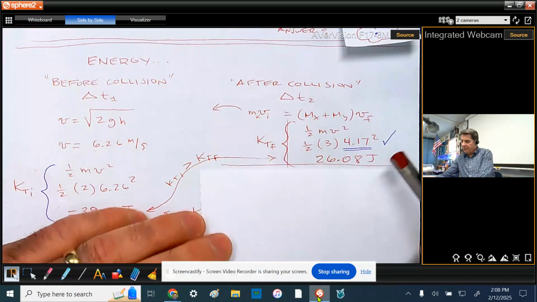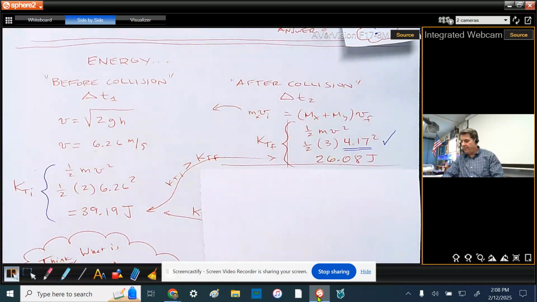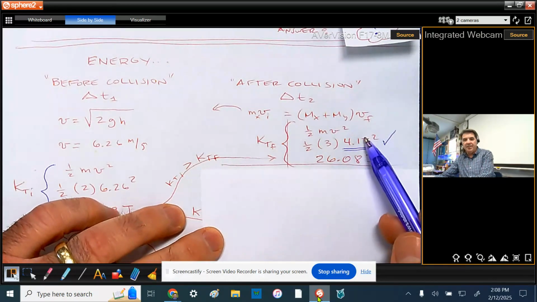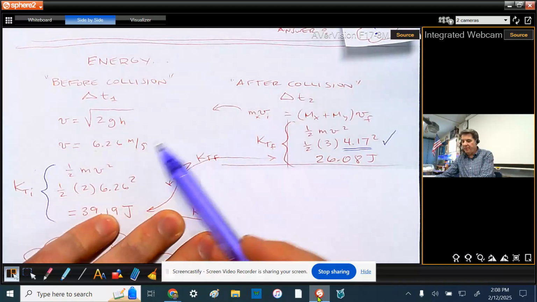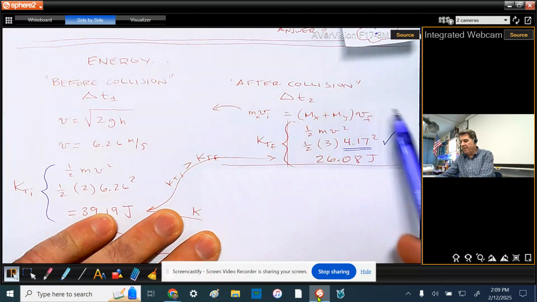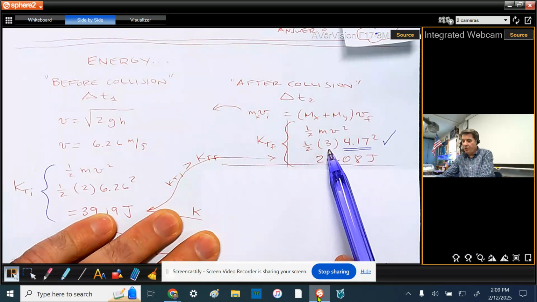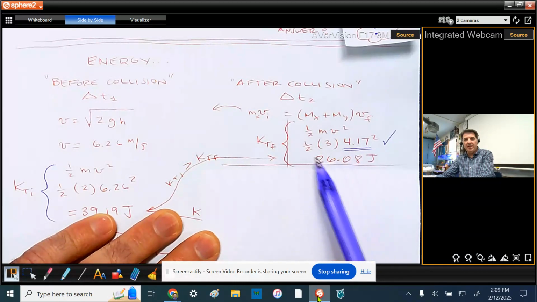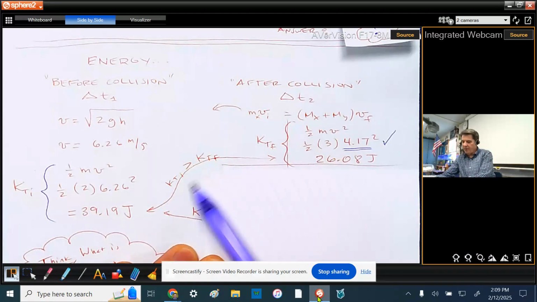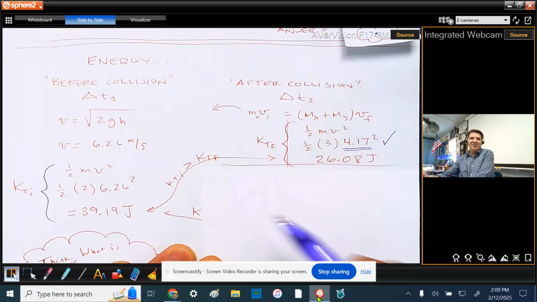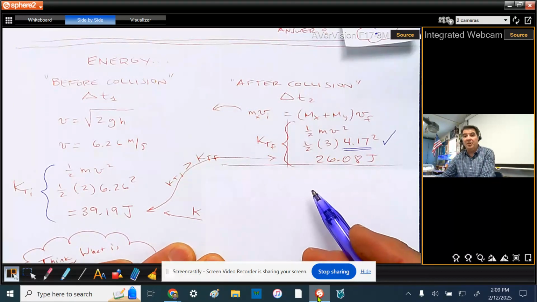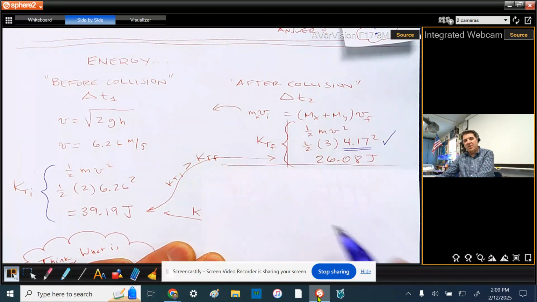So you found 4.17 was the velocity using the combination of the 6.26 and the momentum method. Okay, how much energy is that? Well, that's easy because it's the two of them together, which is 3 kilograms, right? 2 plus 1 is 3. And so when we do this, we get 26.08. And if you look back over here, that's less. And that makes sense, right? It's an inelastic collision. So it makes sense. It's lower. If it was a perfectly elastic collision, then you'd have the same amount of energy.